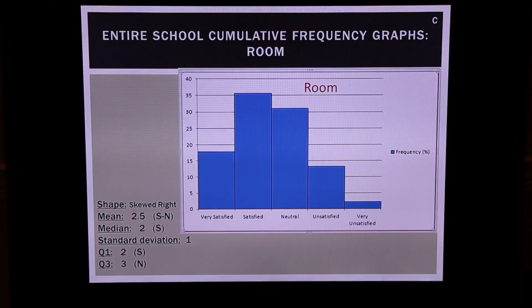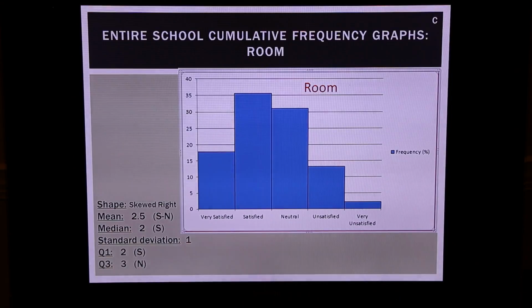So the entire school cumulative frequency graph of the room, and this is all data taken from the Google survey, the overall projection of the results. The shape is still skewed to the right, so teachers are leaning more satisfied than unsatisfied with the quality of their room. The mean is 2.5, so around satisfied to neutral for the average mean.